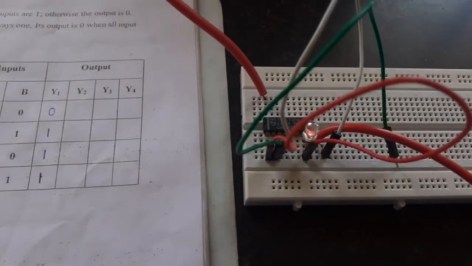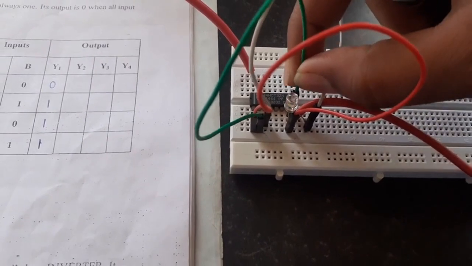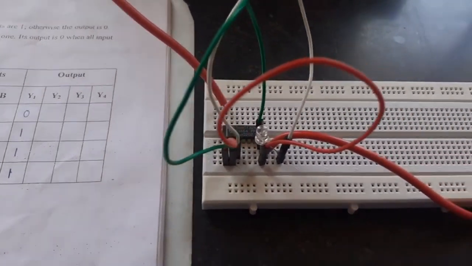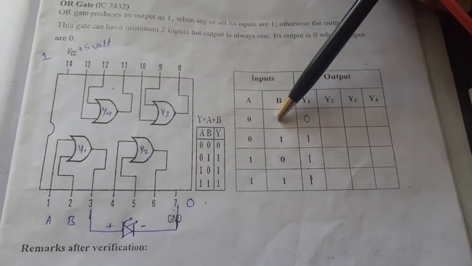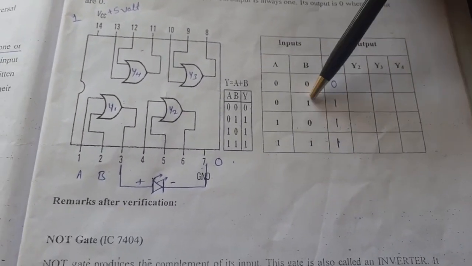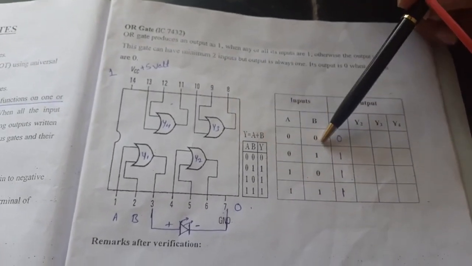The LED is still glowing. If I connect B to the 7th pin, the LED is not glowing. Thus, it is verified that when both inputs are 0 0, the output is 0. If any one of the inputs is high, the output is high. Thus, the OR gate is verified.